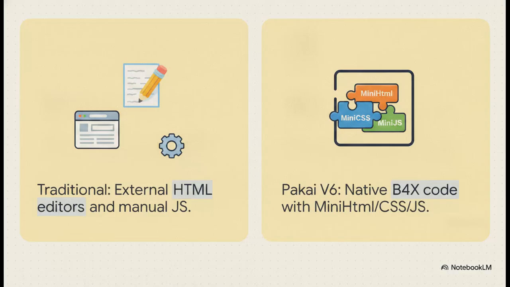And when it comes to the user interface, Pakai version 6 takes a radically different approach than traditional setups. Normally, you'd find yourself context switching constantly, right? You're jumping out of your backend code to write HTML in an external editor, then wiring it all up with manual JavaScript. Pakai totally solves this with its mini libraries, Mini HTML, Mini CSS, and Mini JS. These basically act as a domain-specific language, or a DSL, allowing you to build and generate all your HTML, CSS, and JS entirely inside the B4J IDE using native B4X code.